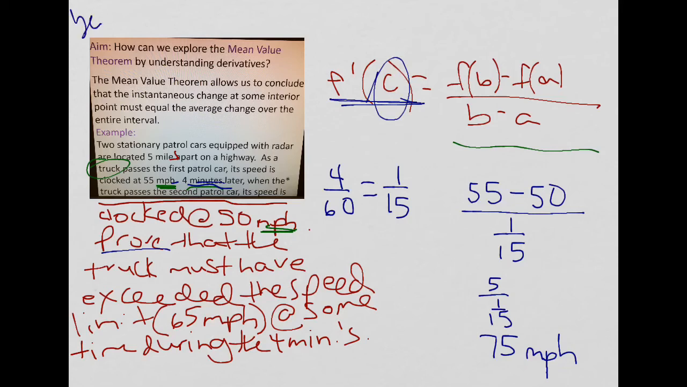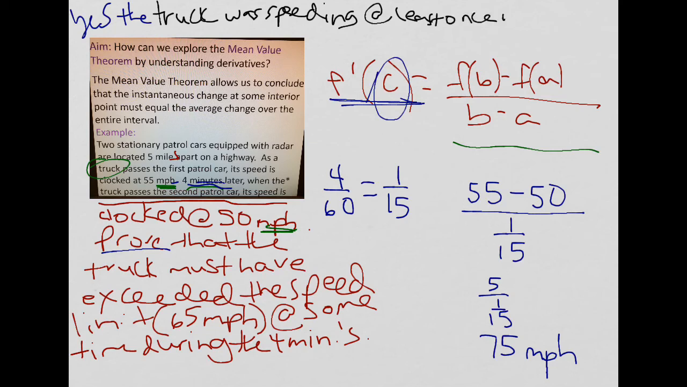So the answer here is yes, the car, or I should say the truck, was speeding at least once in the 5 miles that it was traveling. And it says 5 miles here. In case you're wondering, how did you figure that out? It told us.